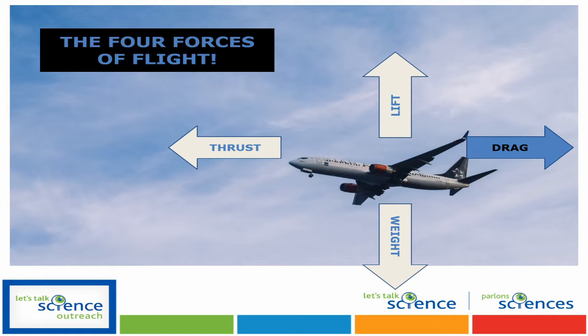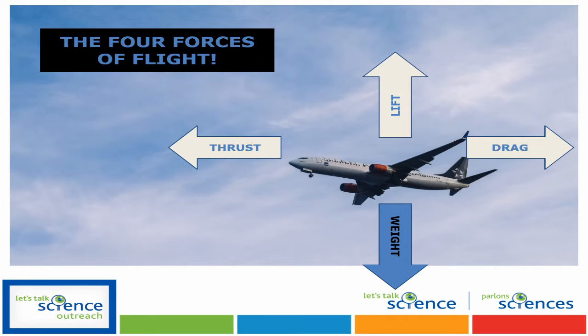Drag acts opposite to thrust and slows down the aircraft. It is caused by friction with the surrounding air. The flying object loses speed due to this friction with the air around it. This is why after you throw a paper airplane, it will eventually slow down and fall to the ground. In order to keep moving despite drag forces, a flying object must continue to have thrust.